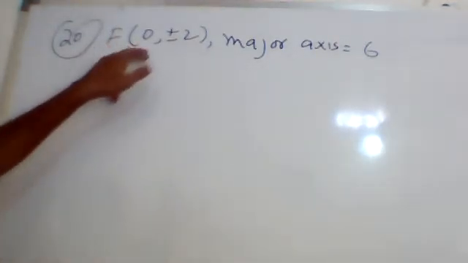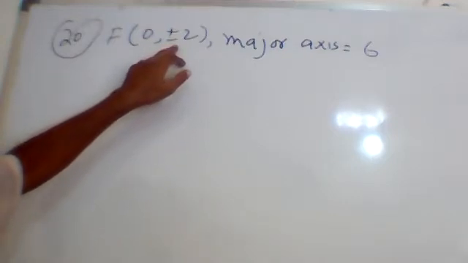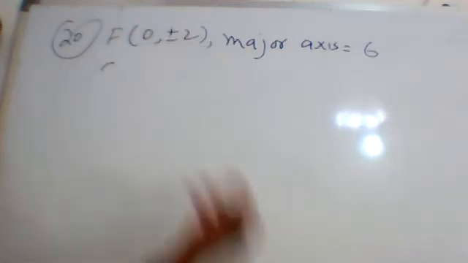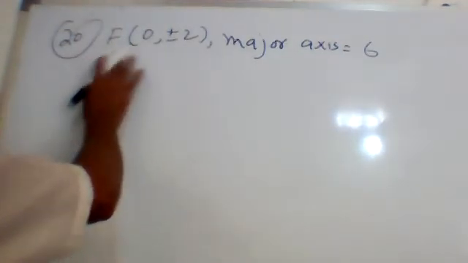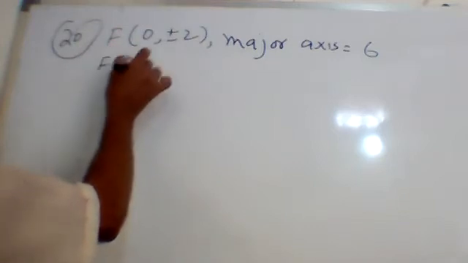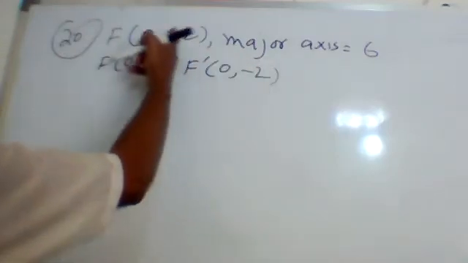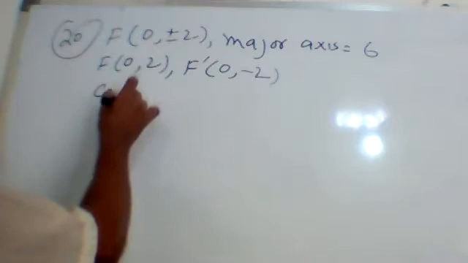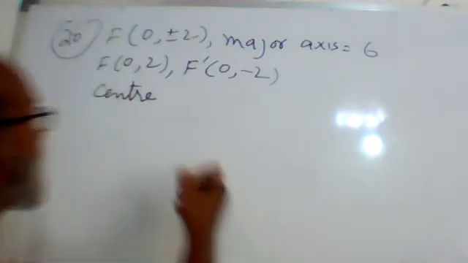So the focus is 0 comma plus minus 2. That means we will find the center. First of all, we'll find the center. So the center will be equal to the midpoint of the foci or the midpoint of the vertices. So there are the two foci. One focus will be 0 comma 2. The other is F dash 0 comma minus 2. Once we will take plus 2 and once we will take minus 2. So the center will be the midpoint of the foci or the vertices. Vertices are not given, so we will find it with the foci.